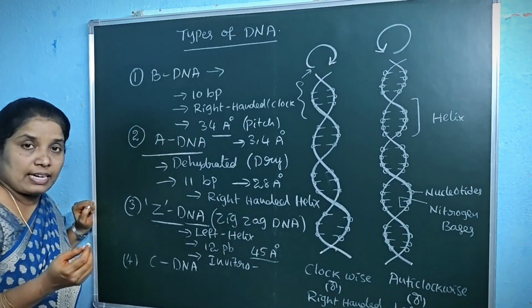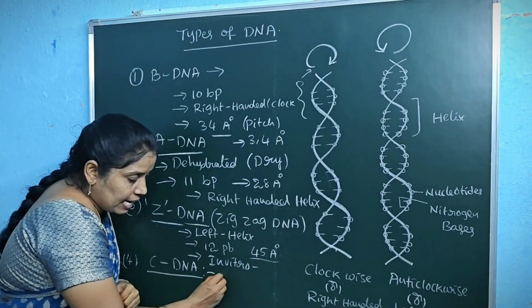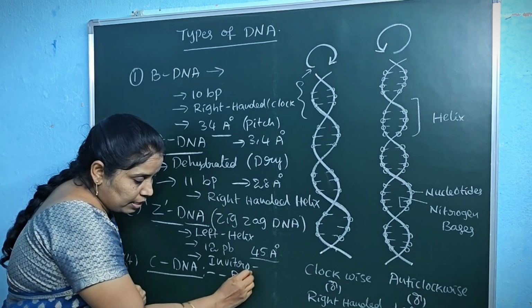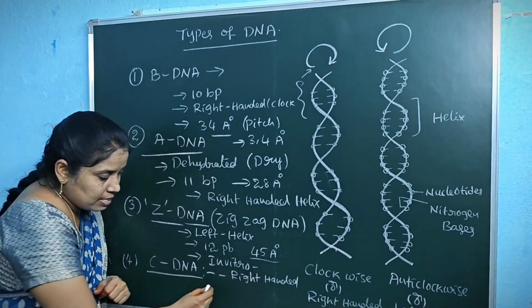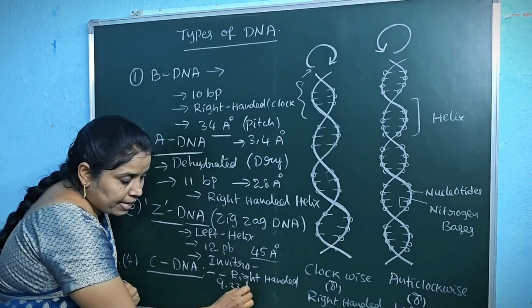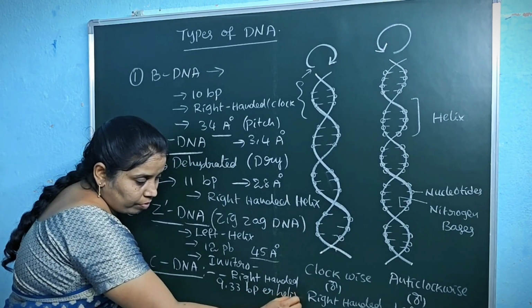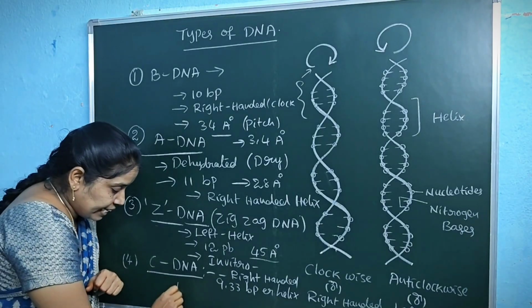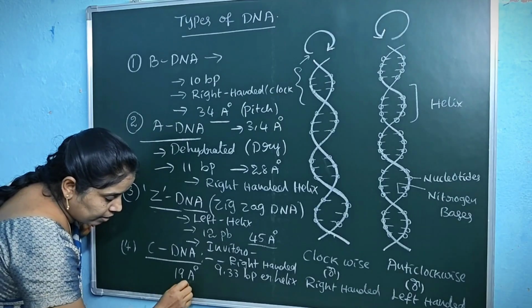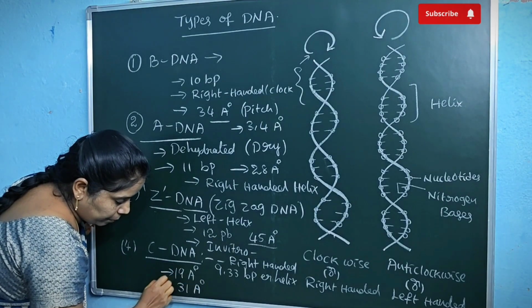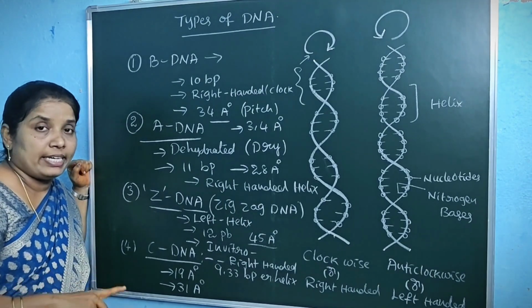Okay, so let's see the next type, that is cDNA. cDNA is also a right-handed helix, or clockwise manner. It has 9.33 base pairs per helix. It has a diameter of 19 angstroms. It has a pitch, nothing but helical length, of 31 angstroms. But it is more tightly packed than bDNA.